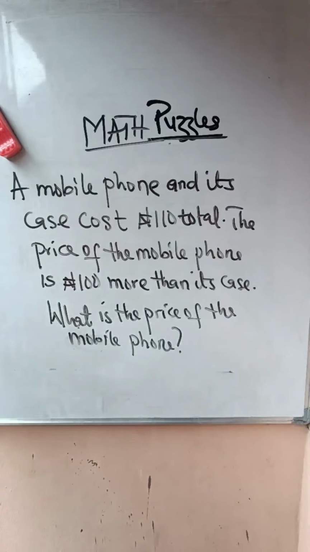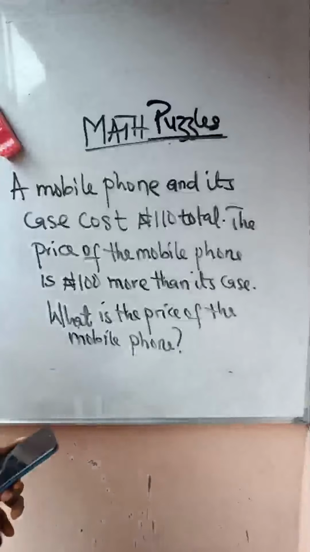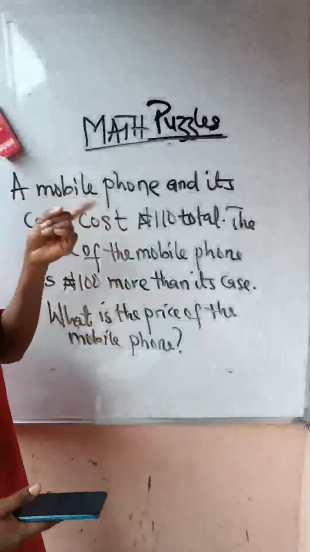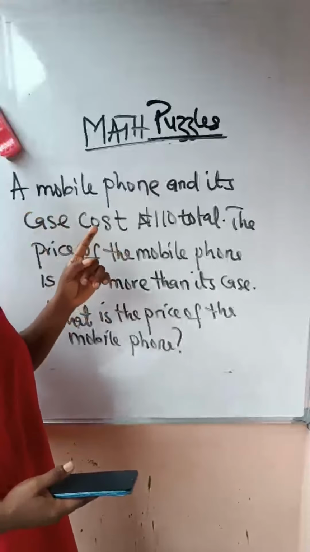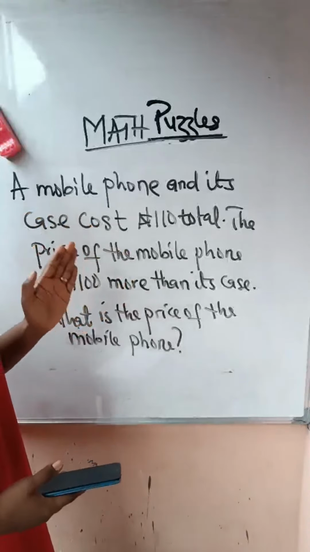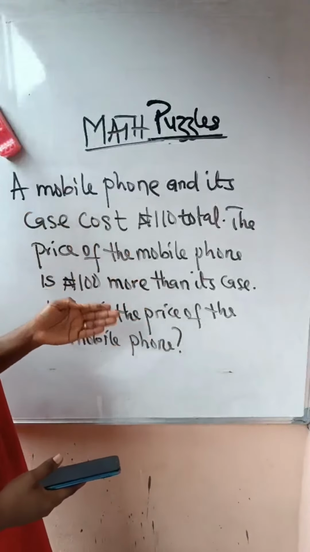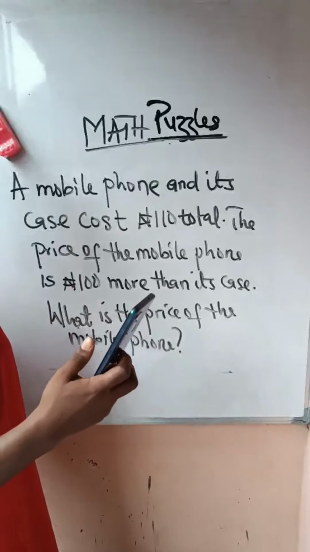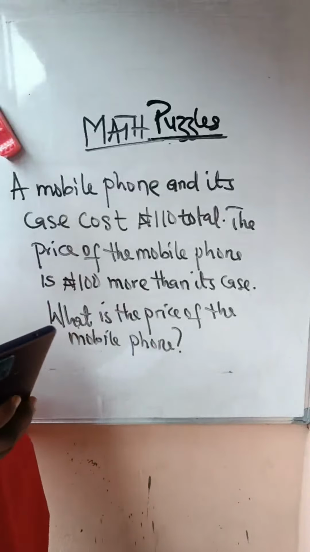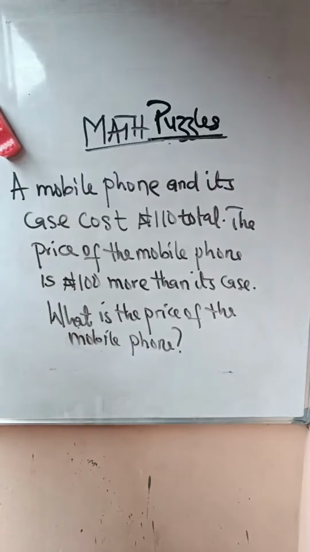Okay. Because the question says, a mobile phone and its case costs 110 naira in total. The price of the mobile phone is 100 naira more than its case. What is the price of the mobile phone? That is the question. So Apex is saying 100. Juve is saying nope. Riley is saying 105. That's the final answer. All right.